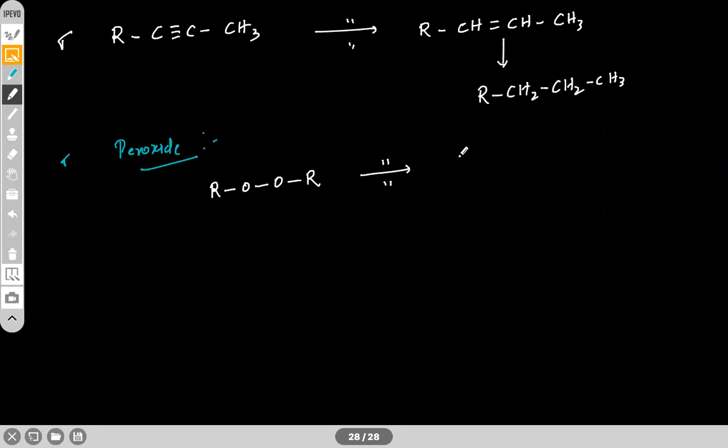LiAlH4 with H+ gives two molecules of OH. Heterolysis happens here. Oxygen takes H+, and similarly the hydrogen attached over here, and we'll get two molecules of alcohol.